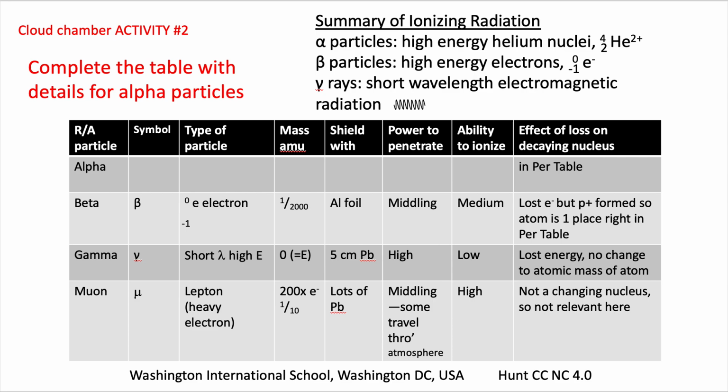And then for activity 2, and keep pausing so that you complete each of the activities, you've just got to complete the details for alpha particles in the top row, and the last column is how does the decaying nucleus change with, in this case, alpha decay in terms of its position in the periodic table, in terms of group changes, etc.